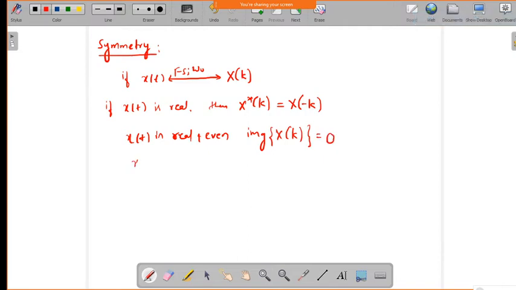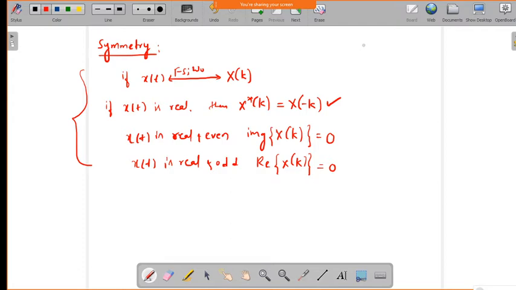If x of t is real and odd, then the real part of x of k will be 0. So this describes the symmetry property of the Fourier series. We'll take a problem and prove this. So now take the problem.